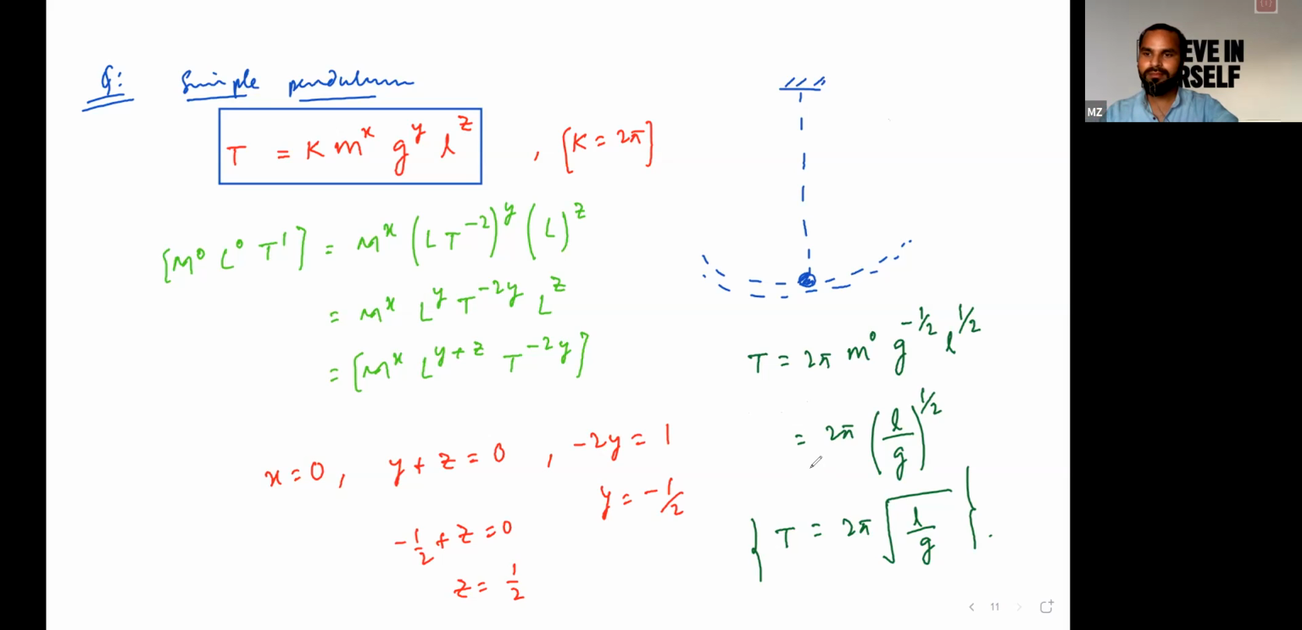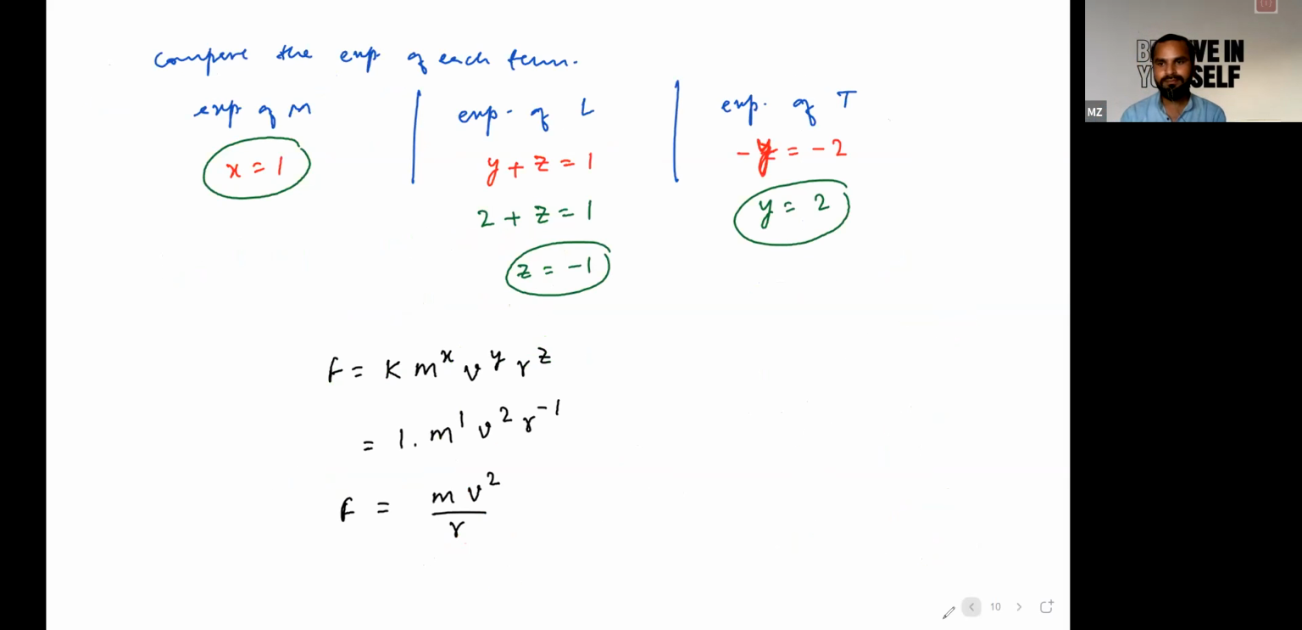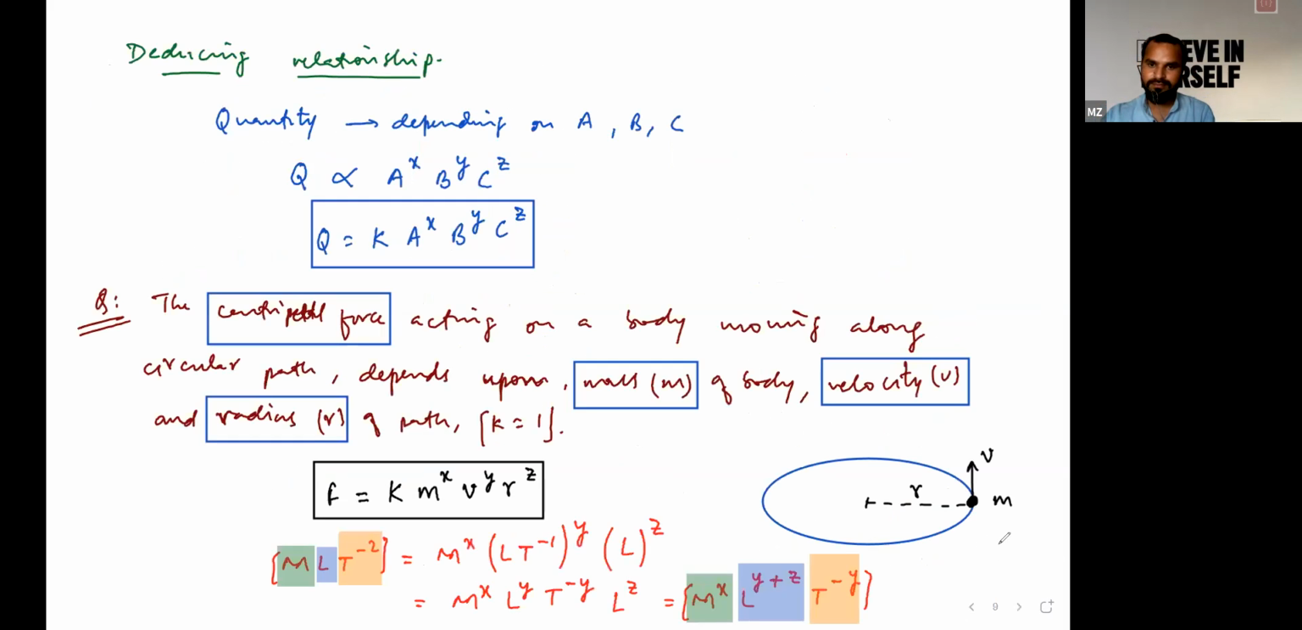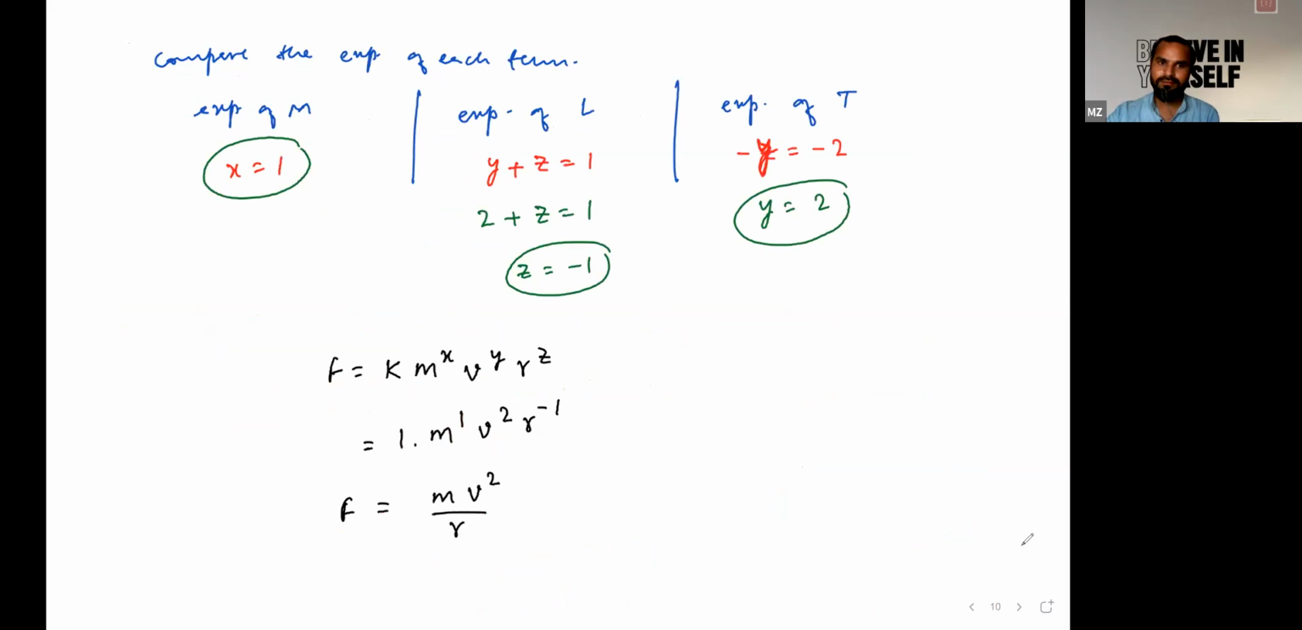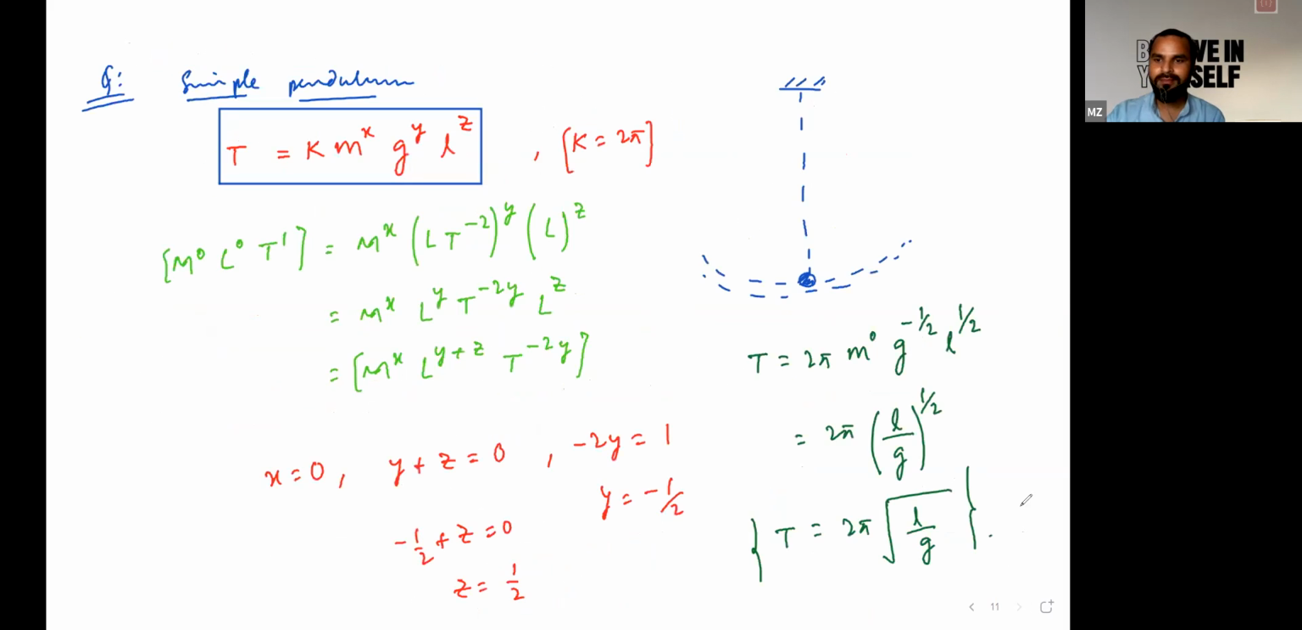Sir, could you show the previous page? Okay, just one minute. No, before this. And the next one. Yeah. Thank you, sir. Okay. Thank you, sir. Thank you.